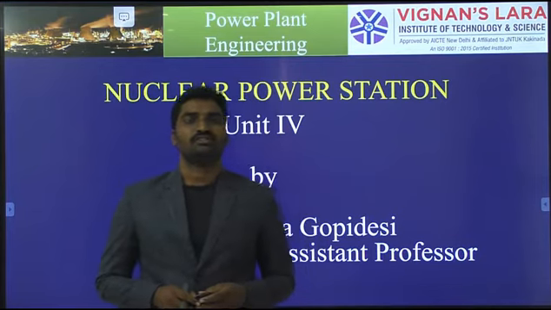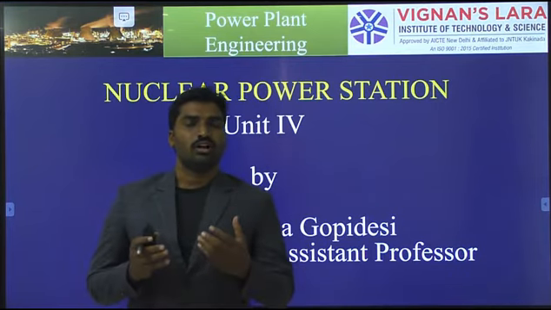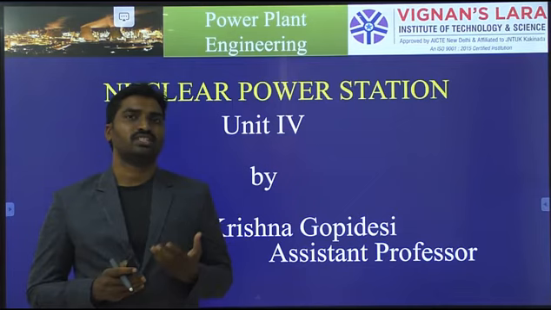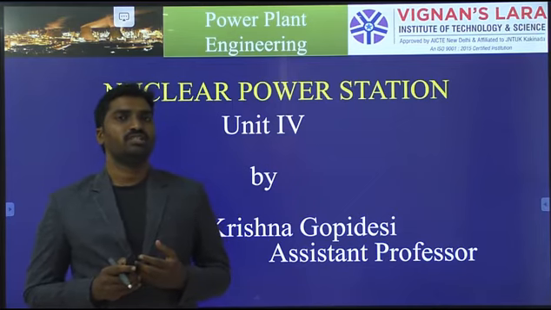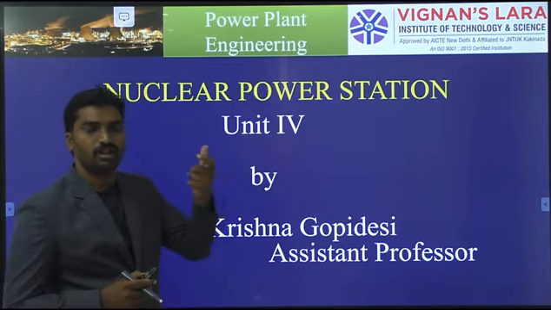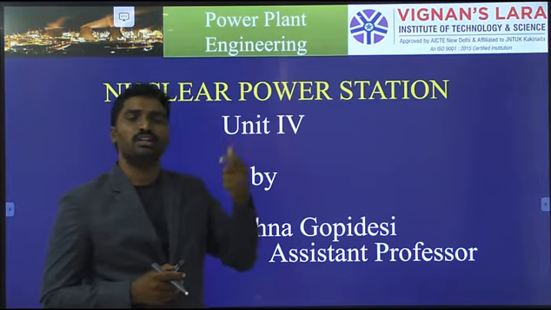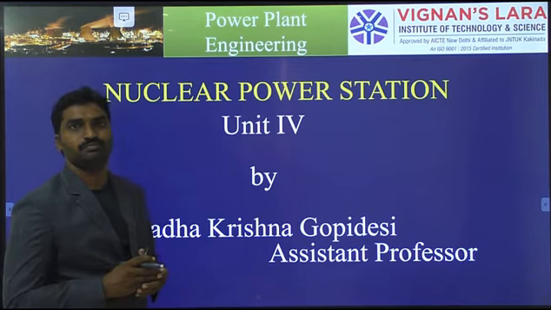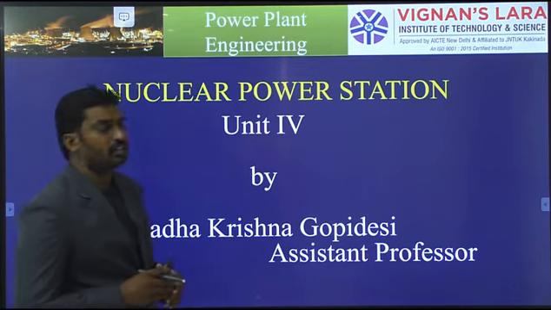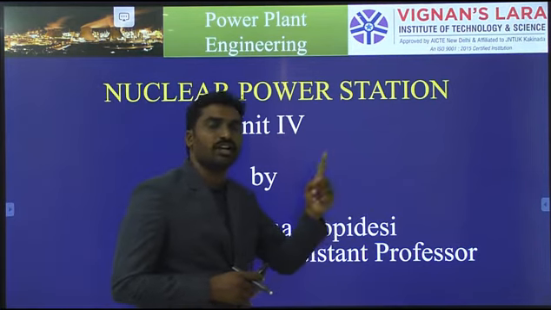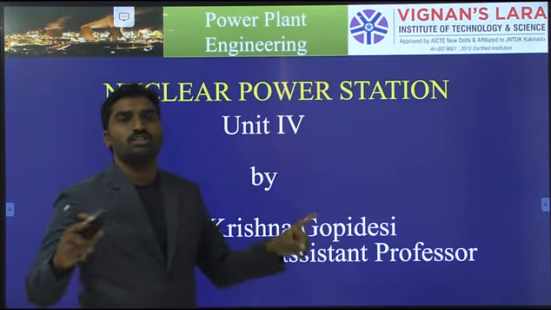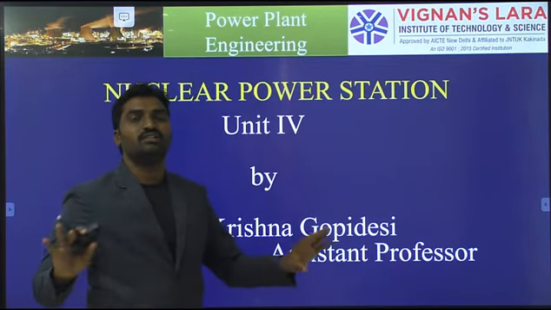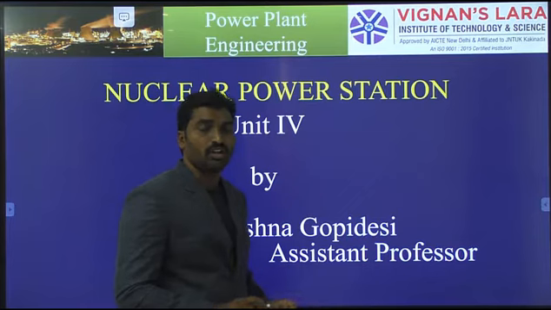In the last session we discussed the components of a nuclear power station. The main important components are fuel rods, control rods, coolant and moderator. Later, the common things are the reactor vessel and biological shielding. So these are the different types of components.